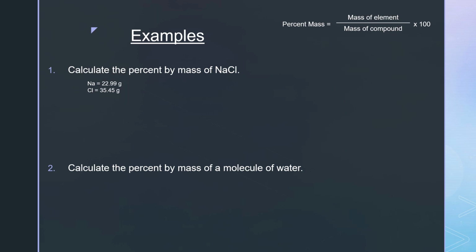So on the periodic table, it told me that Na, sodium, is 22.99 grams, and Cl, chlorine, is 35.45 grams. So I'm going to add those two numbers up, and I get a mass of NaCl to be 58.44 grams. So what I'm going to do is now calculate a percent by mass of each one of these things. The first one I'm going to do is the sodium.